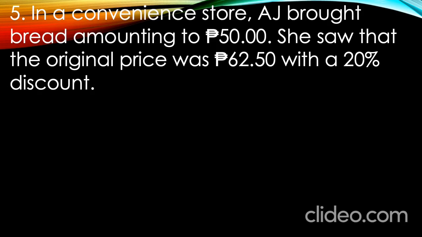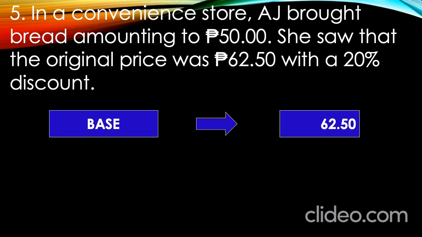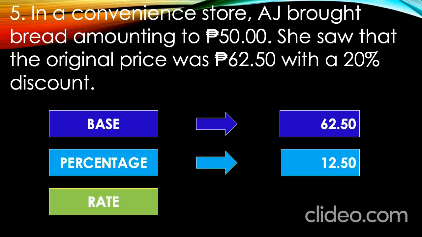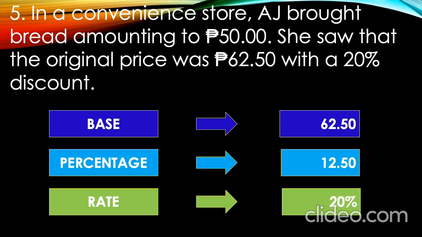Our fifth problem is, in a convenience store, AJ bought a bread amounting to 50 pesos. She saw the original price was 62.50 with a 20% discount. So what is the base? The base is 62.50, the percentage is 12.50, and the rate is 20%. So very good.